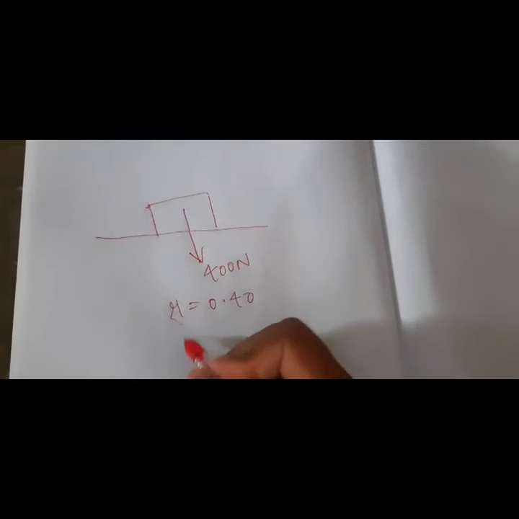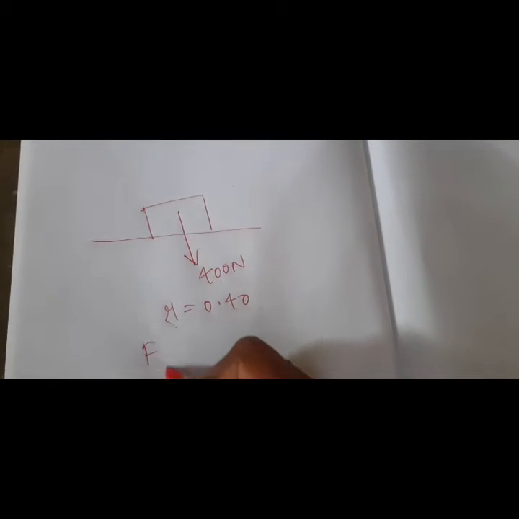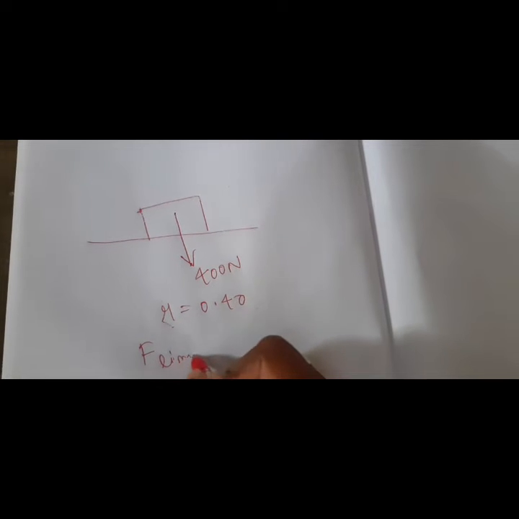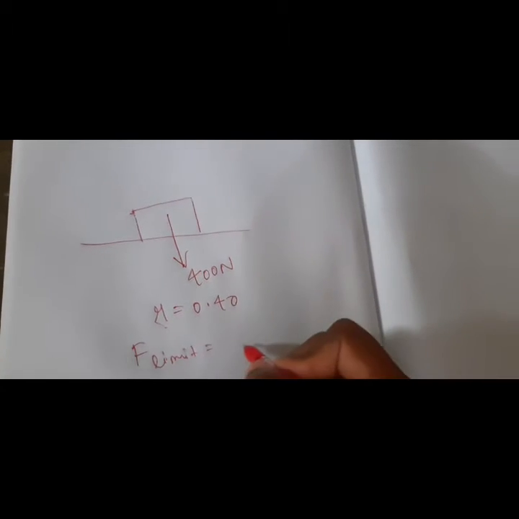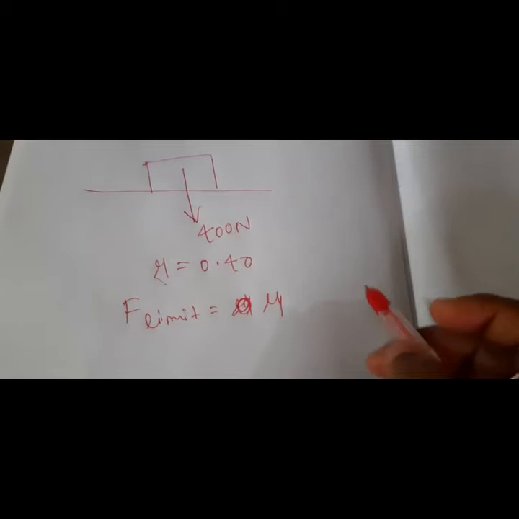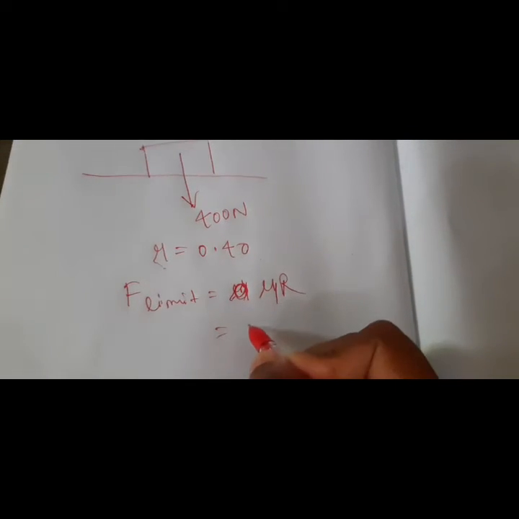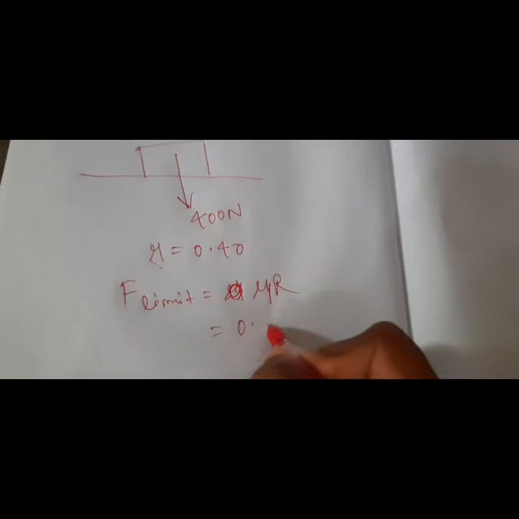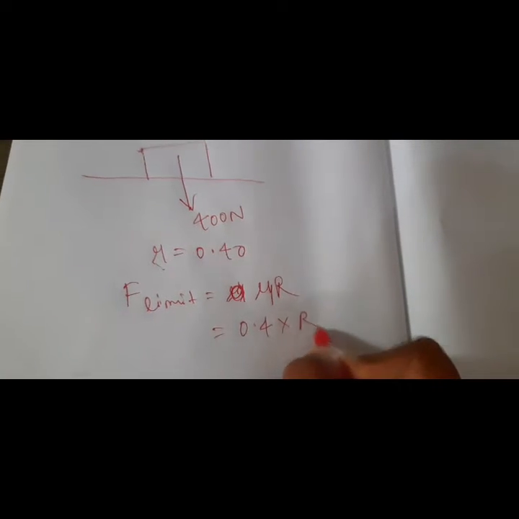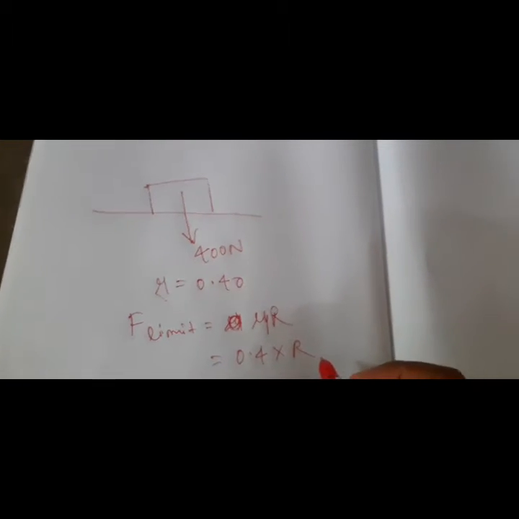So we know that from Coulomb's law, limiting friction is mu times normal reaction, F limit equal to mu times normal reaction. That implies 0.4 times normal reaction. So we have to calculate the normal reaction.